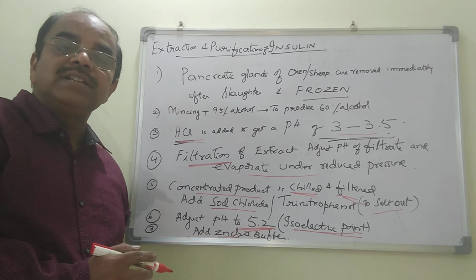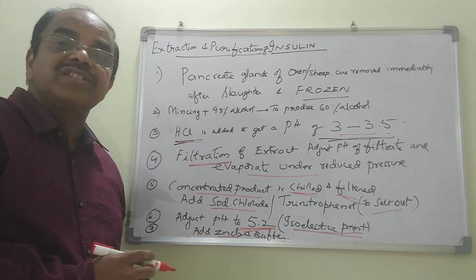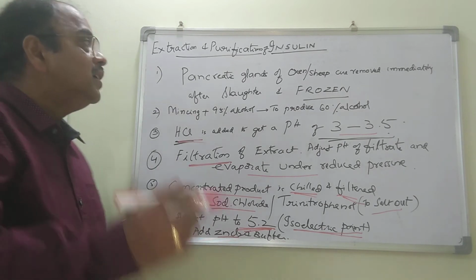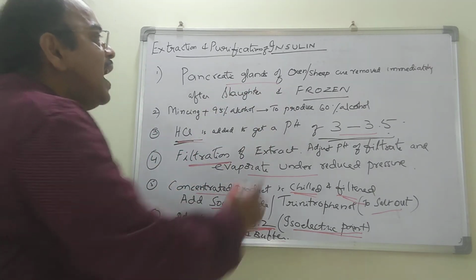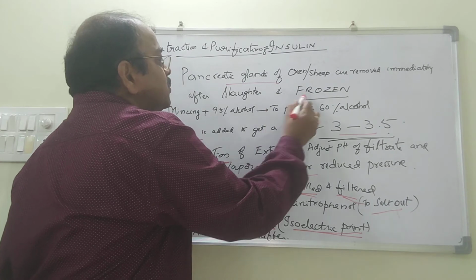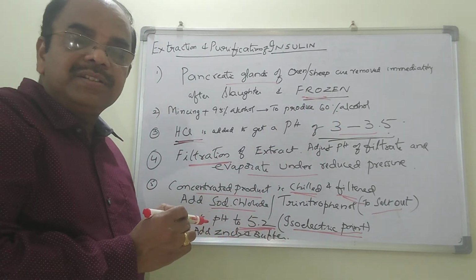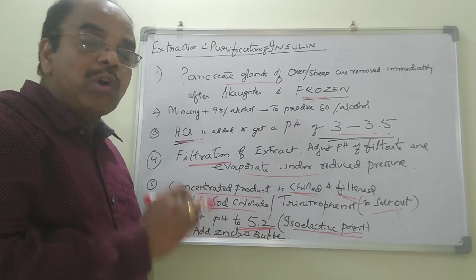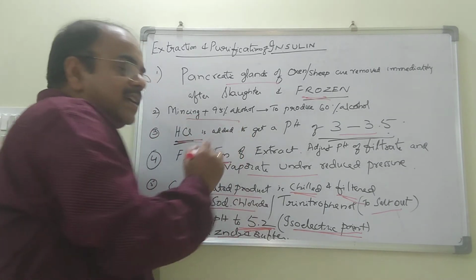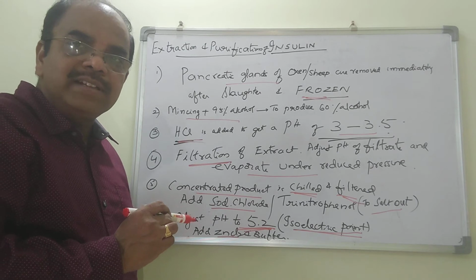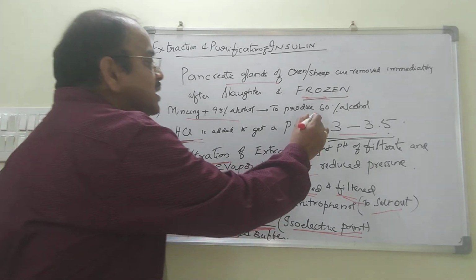That's the preparation, or I can say the extraction and purification of the insulin. That is, collect the pancreas and keep it in freezing conditions to avoid destruction of insulin by the trypsin. You add 95% alcohol, adjusting finally to 60%.